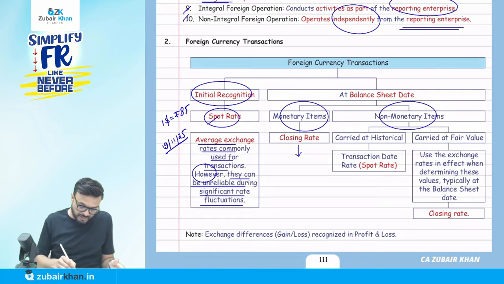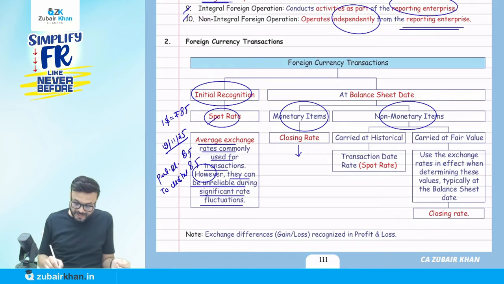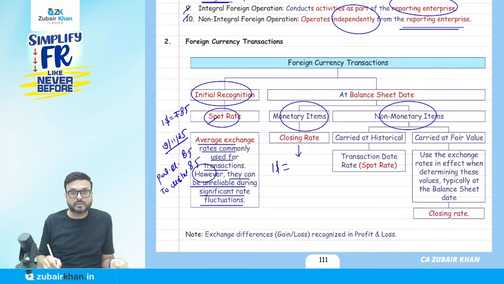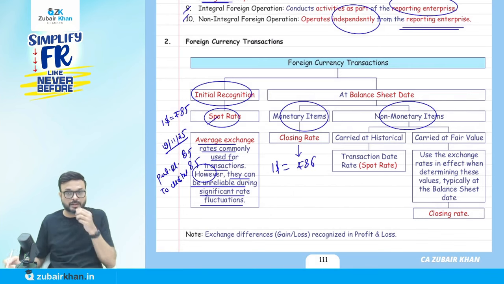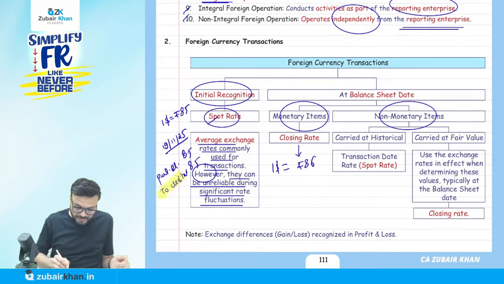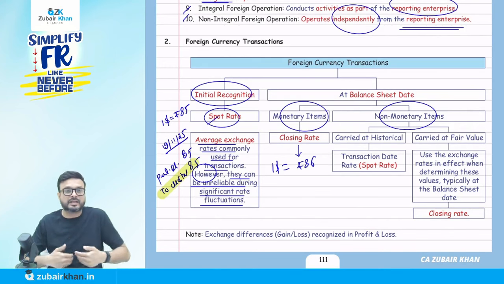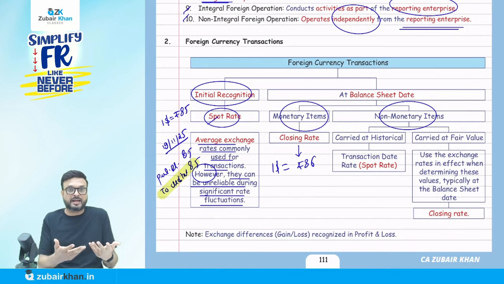Which entry did we pass here? We debited the purchase account and credited the creditor account, say at 85 only. Now on the balance sheet date, suppose $1 is equal to 86 rupees. But I have not yet paid this amount. It is still payable. When I say this amount is still payable, it's a monetary item. We know how much is payable.